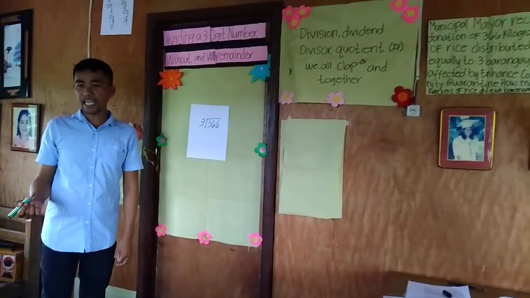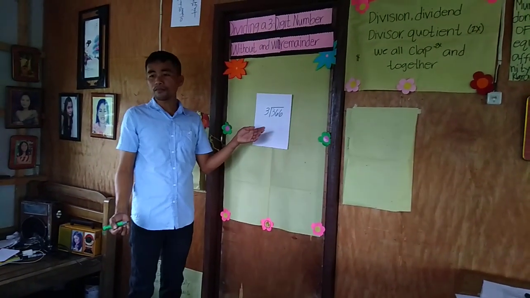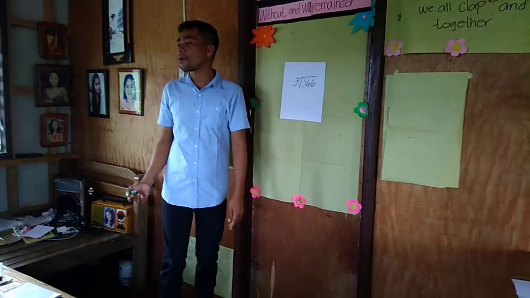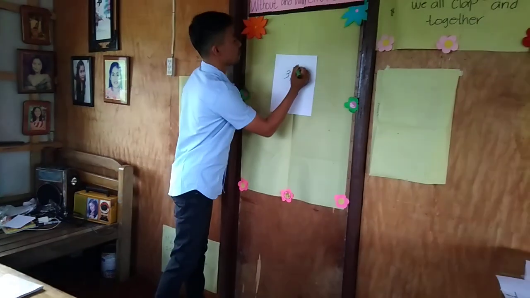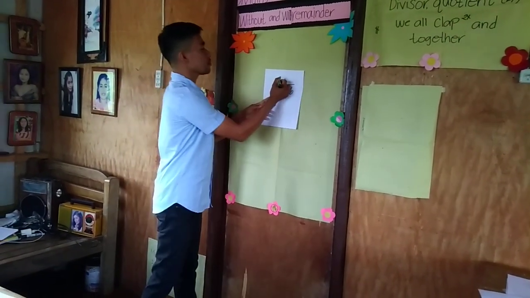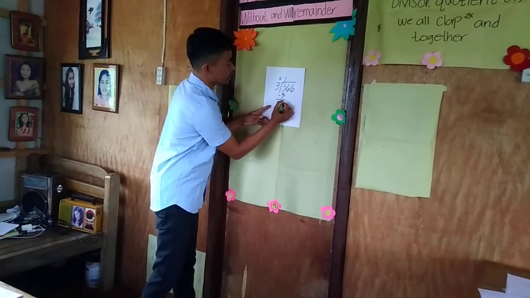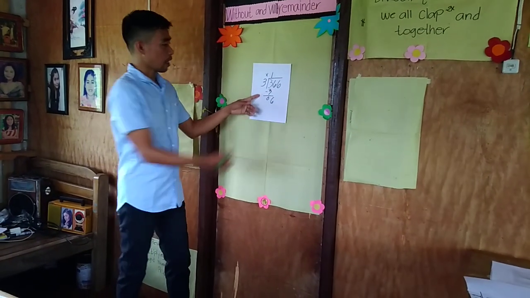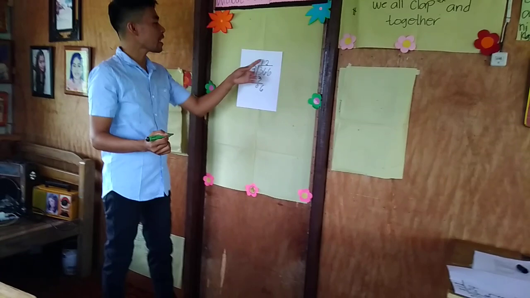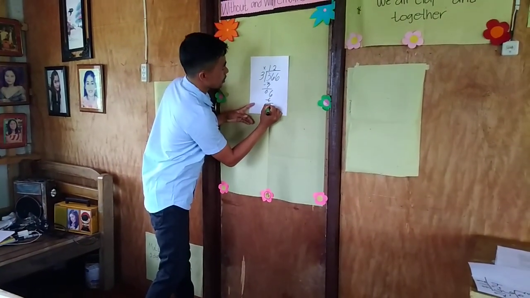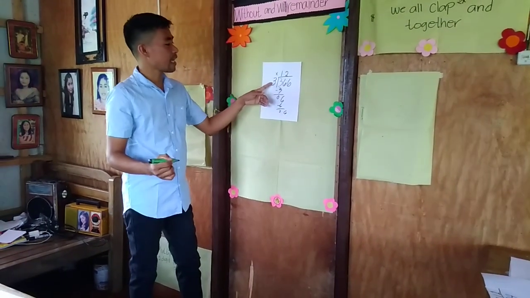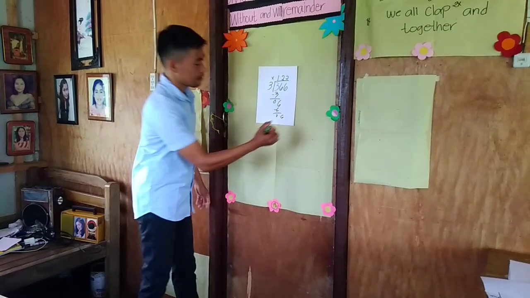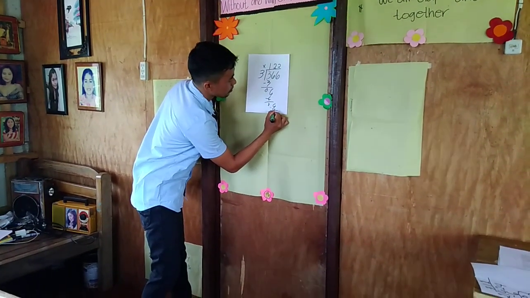Okay, let us solve. 3 divided by 3 is 1. 1 times 3 is 3. 3 minus 3 is 0. Bring down 6. 6 divided by 3 is 2. 2 times 3 is 6. 6 minus 6 is 0. Bring down 6. 6 divided by 3 is 2. 2 times 3 is 6. 6 minus 6 is 0.